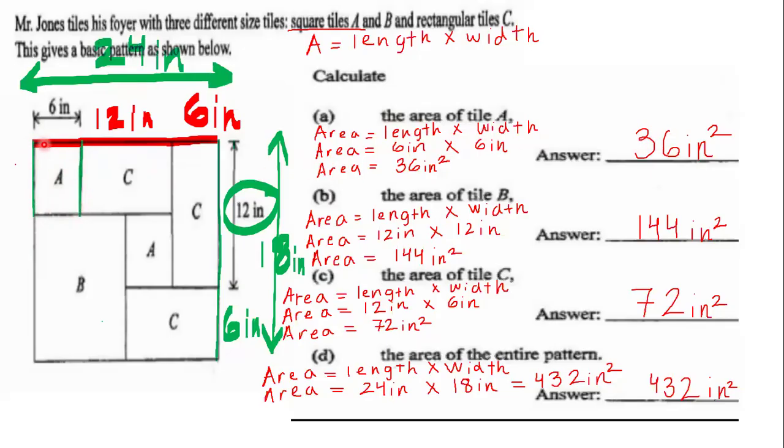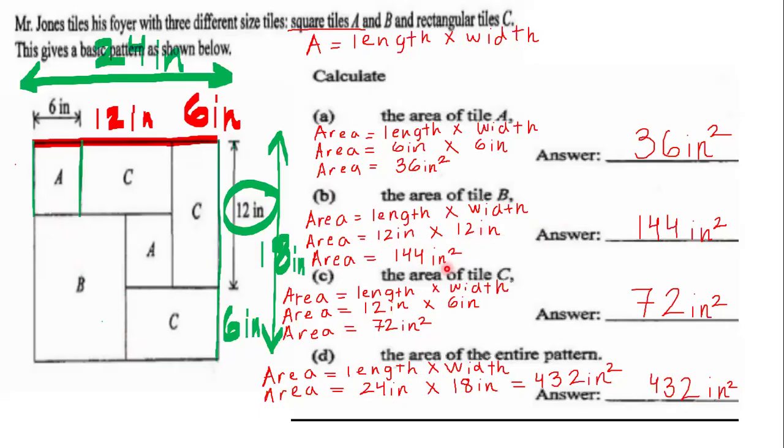Next, we have the area of tile B. Tile B is also a square because they tell us that tile B is a square. B is here. This part is 6, and this part is also 6. So the entire part of B is 12. So this is 12, and this is also 12. So we have 12 times 12, which is 144 inches squared. So that's the area of tile B.